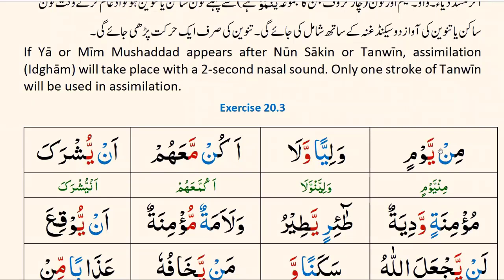So the letters that help us understand that is ya mushaddad, vaw mushaddad, and mim mushaddad. If these three letters come after a noon sakin or tanween, then we give a slight nasal sound. Okay? So that is the rule. And it may seem like there's a lot being told to you guys already, but trust me, when you're reading the Quran, these are things you don't even notice, but you're doing them correctly.